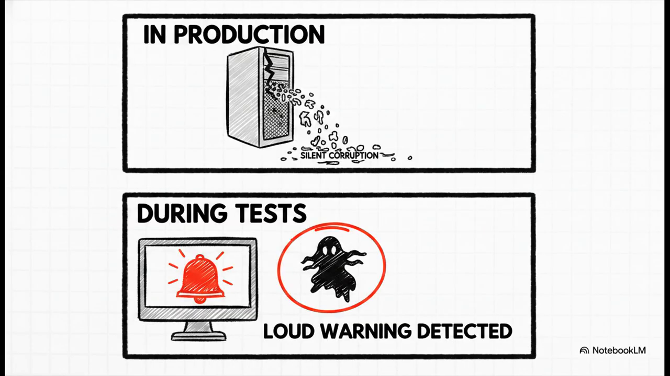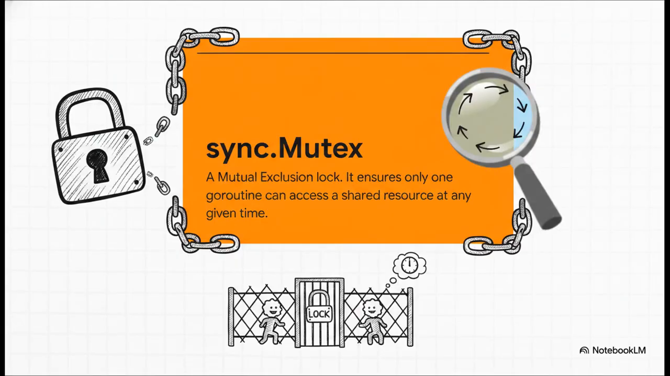Instead of finding corrupted data months later in production, you get this, a big, loud, impossible-to-ignore warning right in your test output. The race detector makes the invisible enemy visible. It is, without a doubt, one of Go's killer features. So how do we fix this race condition?